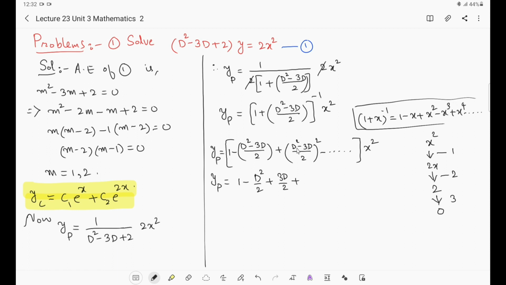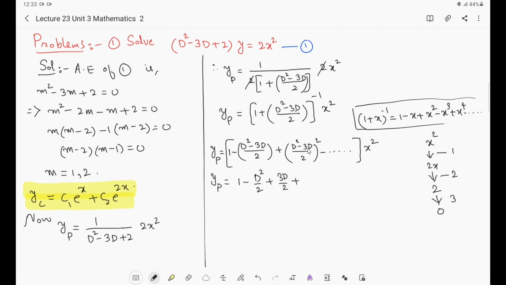See here, in the a minus b whole square form, a square is D square square, which is D power 4. We don't need to write D power 4 because the fourth derivative of x square will automatically become 0. Then 2ab. So 2 into D square into 3D, what will we get? 6D cube. D cube also we don't need to write because the third order derivative of x square is becoming 0.